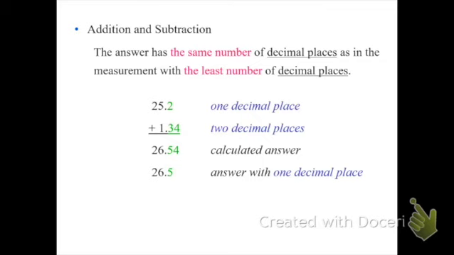Let me, just for an example, ask a question here. What if we had 10 plus 0.4? What will that be?